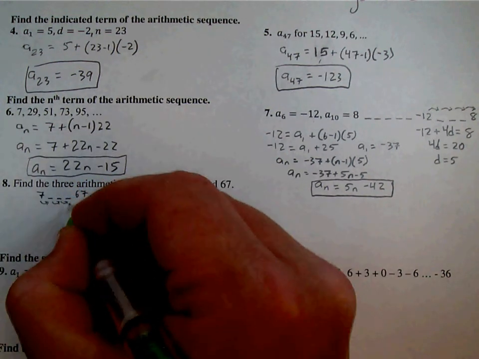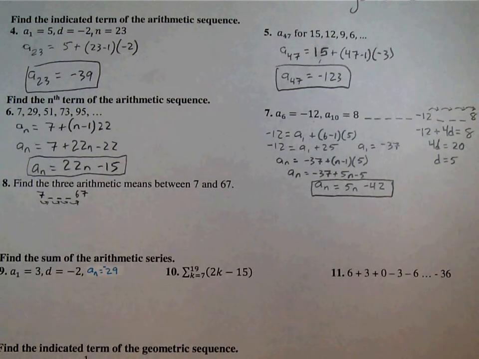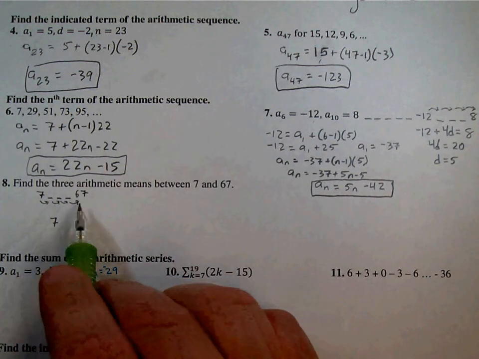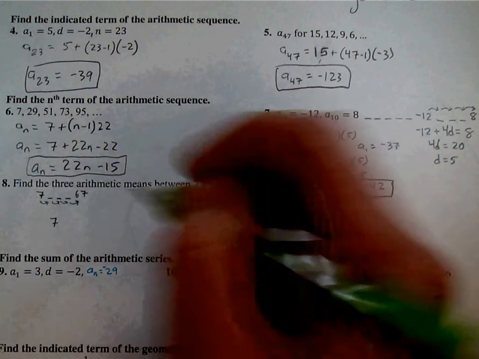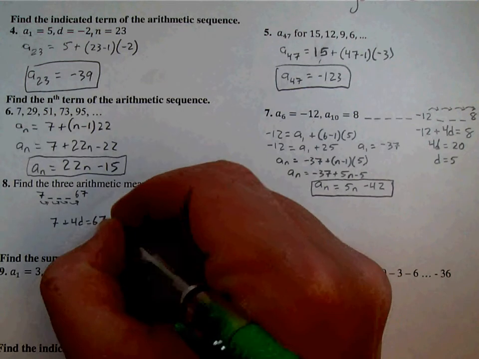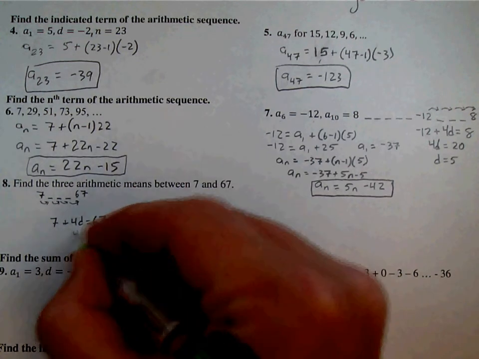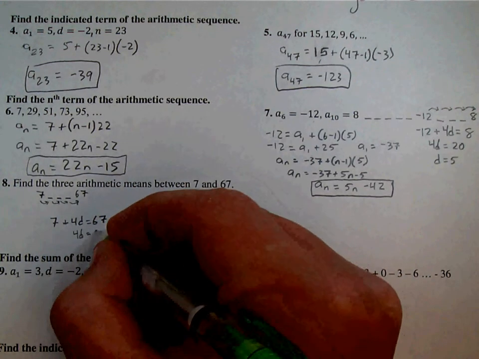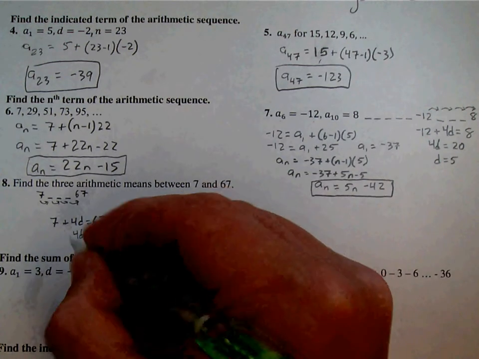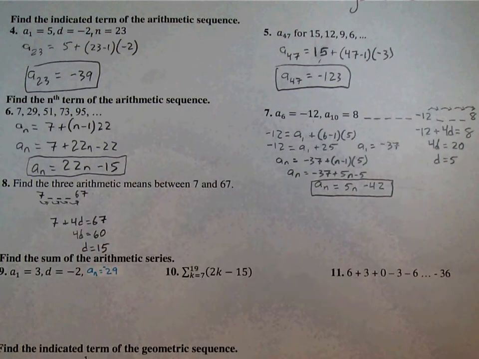To get from the 7 to the 67, I'm going to add d, because it's arithmetic, 4 times. I can count it out, or since there's 3, 1 more than 3 is 4, so I end up adding d 4 times, and I get 67. So 4d is 60, so d has to be 15.